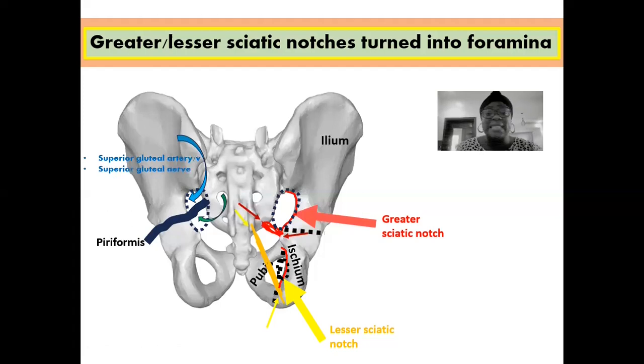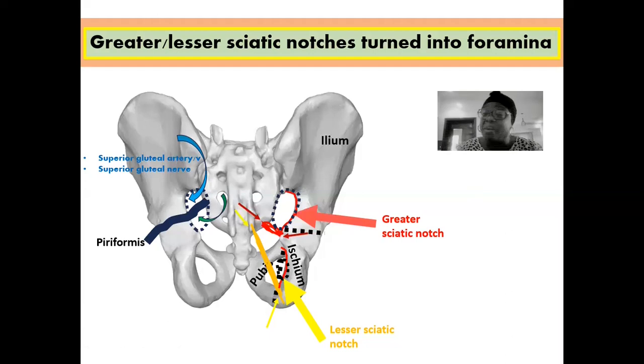Another structure that is seen to pass through the suprapiriform foramen is the superior gluteal nerve. The superior gluteal nerve is one of the branches from the sacral plexus. It is also seen to pass specifically through the suprapiriform foramen. So these are the structures that are seen to pass through the suprapiriform foramen.